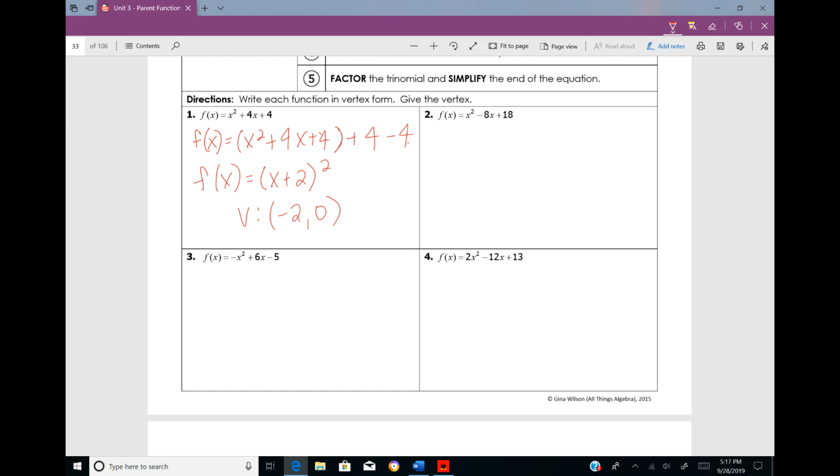Alright, let's do this for number 3 as well. So we're first going to group it. And then minus 5 is out here. And then we see that we have a negative, so we're going to pull that out. Alright, then we're going to take half of negative 6, which is negative 3. We square it, becomes positive 9. We're going to add that to this, and then we're going to multiply it times our negative, which is negative 9, and we're going to subtract a negative 9, which becomes positive 9.